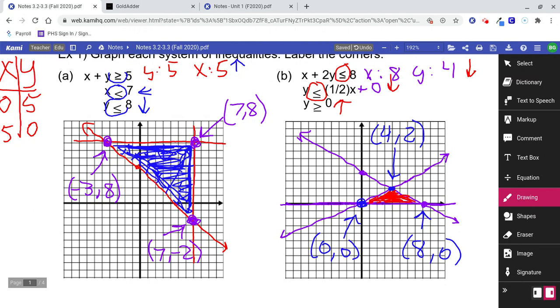So what's going to happen, what makes some of these hard, is they won't always be right on a tick mark, okay? Maybe you graphed it crooked, or maybe it just doesn't happen to fall on a tick mark, okay? That's where I would use Desmos.